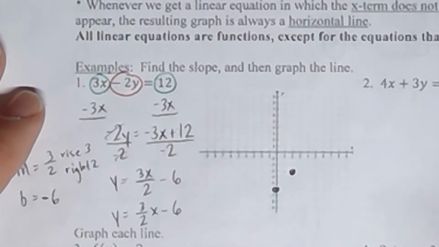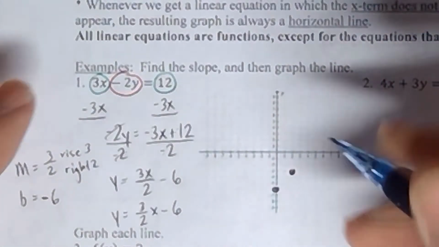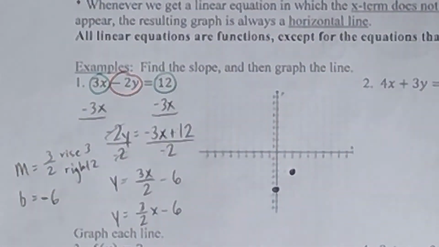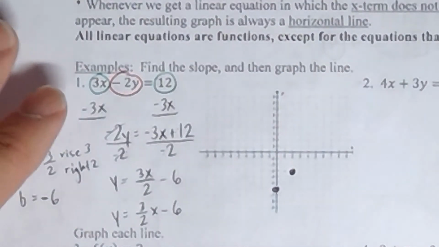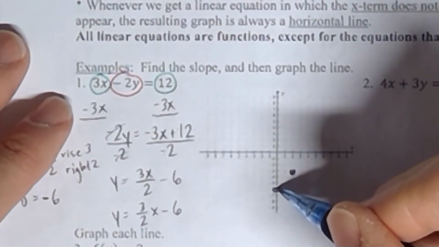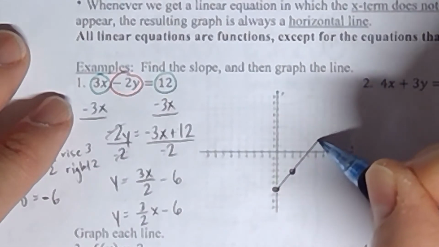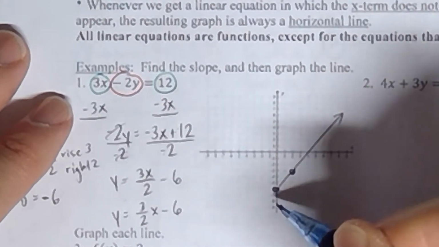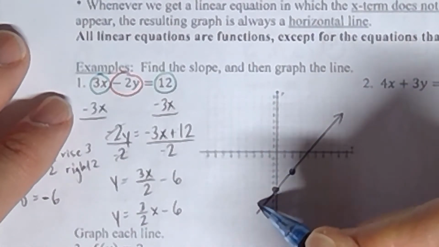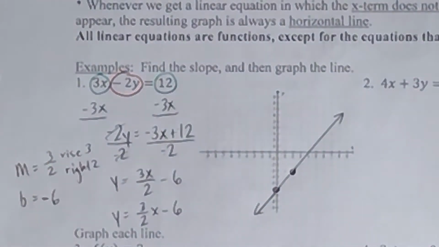So you rise and run. That gives you a brand new point. And as you know, 2 points is all you need in order to connect a line. All we got to do now is draw the line, make sure it's straight, of course, and also make sure that it has arrows on both ends, because it's not truly a line unless it has arrows on both ends. And so that's the first problem.